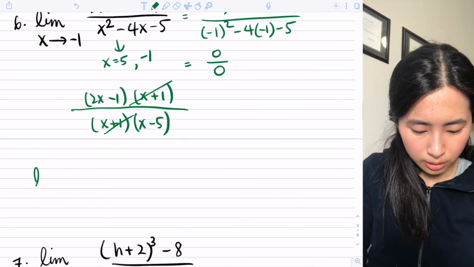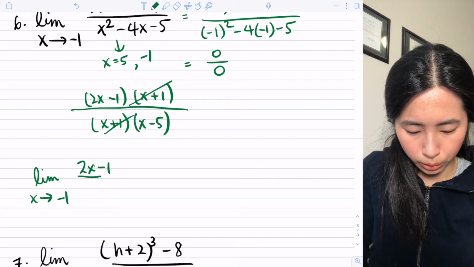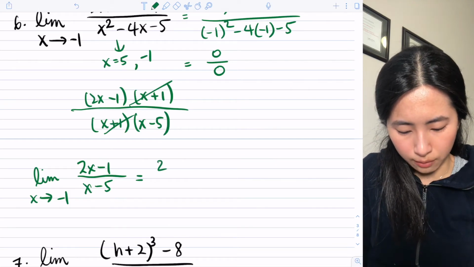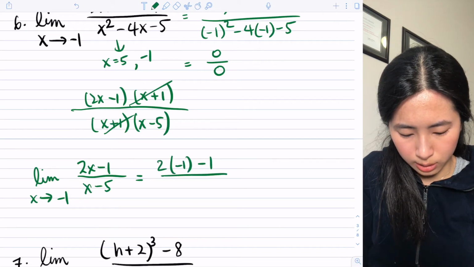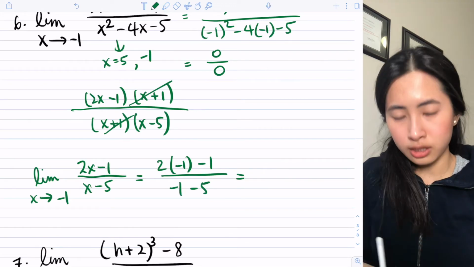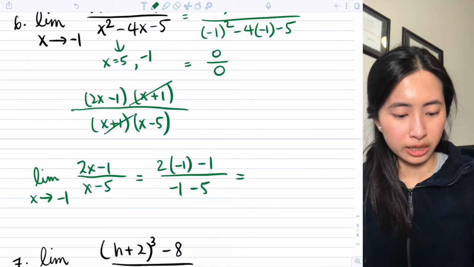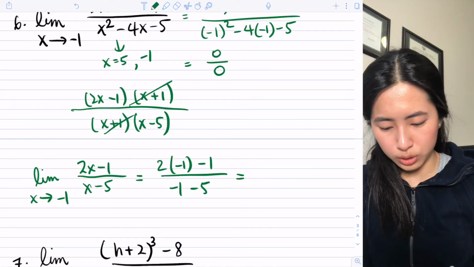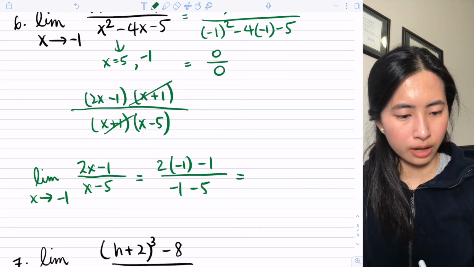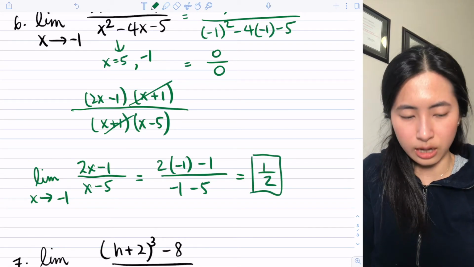Then we take the limit as x approaches -1 of 2x minus 1 all over x minus 5. And then we apply direct substitution, so we would have 2 times -1 minus 1, all over -1 minus 5. And during this step, you can actually take your entire fraction and plug this into your calculator. That's completely fine. So we have 2 times -1 minus 1, all over -1 minus 5. So we see that this is 1/2, and hence our limit for number 6 is actually 1/2.